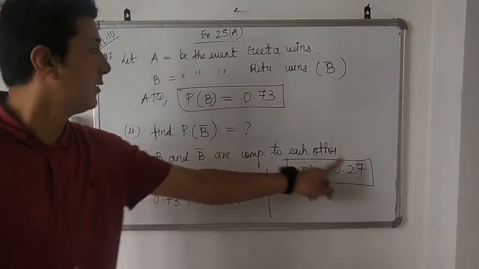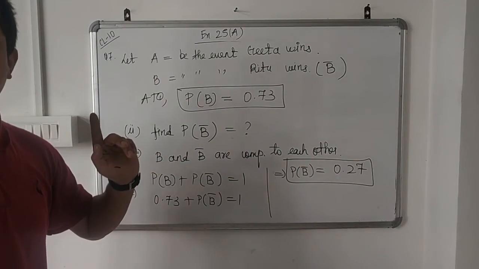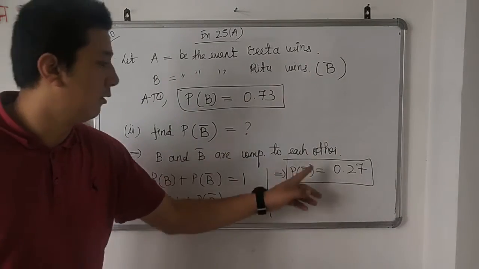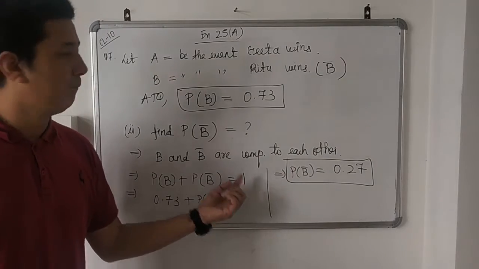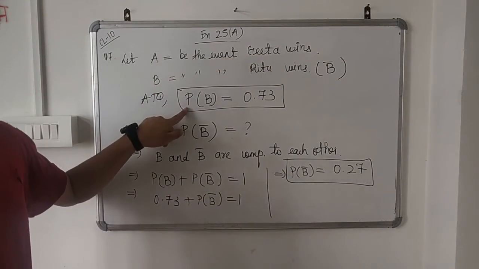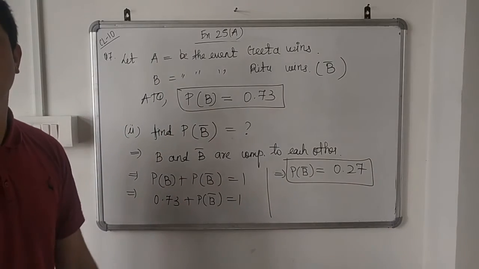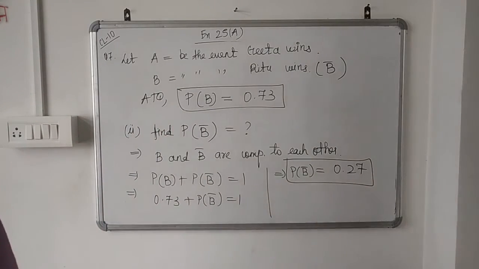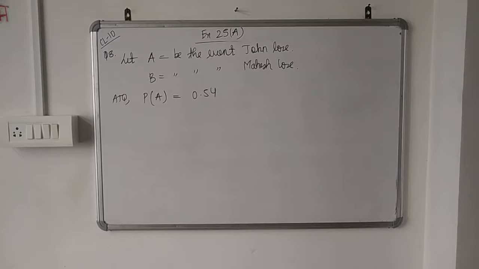Probability Ritu wins is 0.73. Okay? And their sum always has to be equal to 1, because Ritu loses, Ritu wins, the sum has to be 1 because they are complementary to each other. Okay, so please pause the video, note it down. Alright boys, let's move to question number 8.